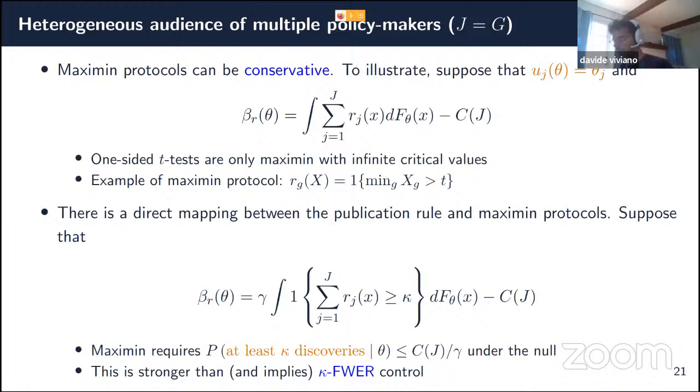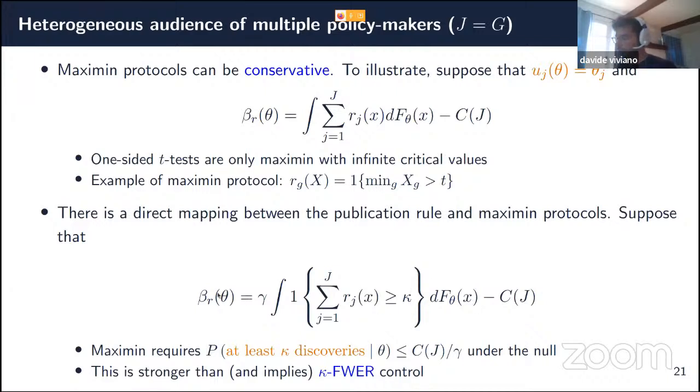Now, a second feature of this framework is that we can provide a direct mapping between the publication rule and the max-min protocol. So again, let's go back to a publication rule which is not linear, but depends on a threshold function. That is, I'm going to publish if there are at least kappa discoveries.